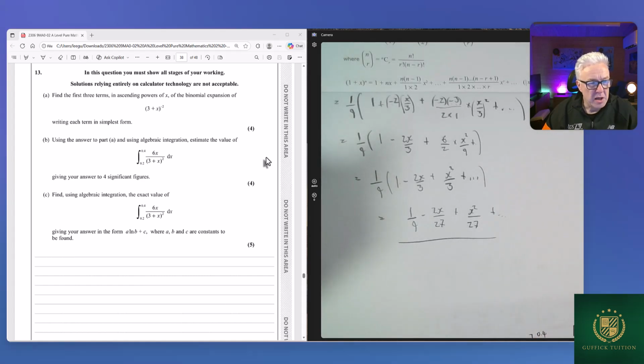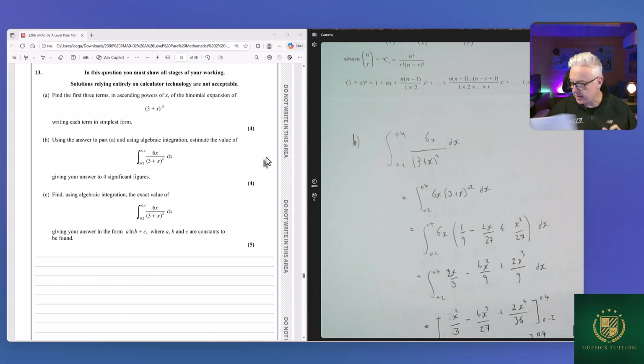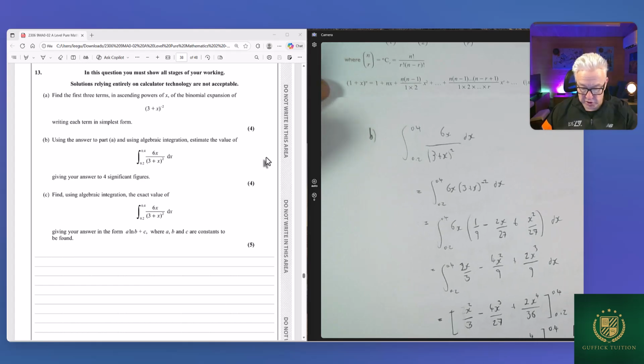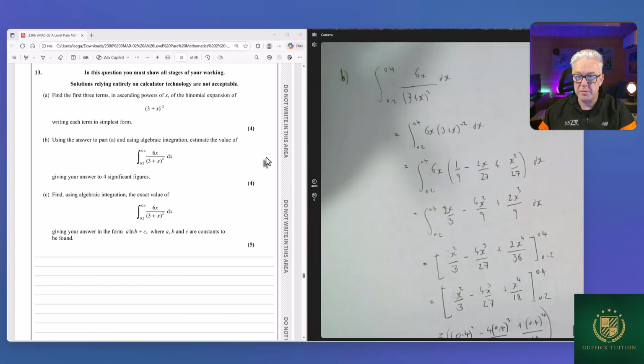Okay, part B. Using your answer to part A and using algebraic integration, find an estimate for the value of that, giving your answer to 4 significant figures. So they're not expecting the total definitive, accurate, final answer for this question. They want us just to find an estimate.